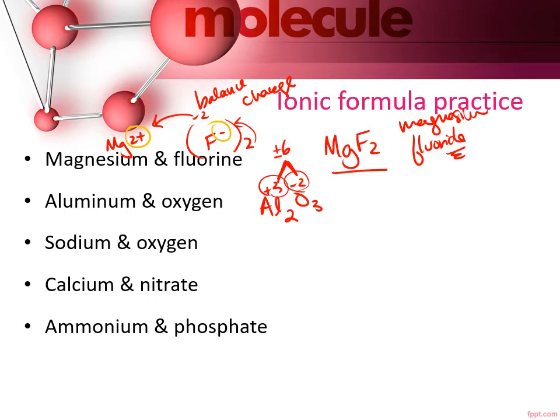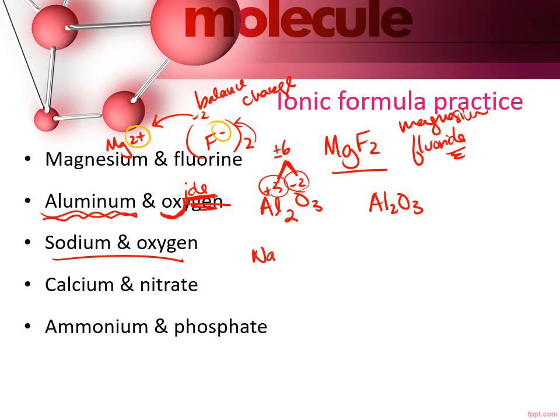So the formula for aluminum oxide is Al2O3. Change the end of oxygen to "ide." The first name, the metal ion name, does not change: aluminum. But then my non-metal anion changes to "ide" at the end: aluminum oxide.